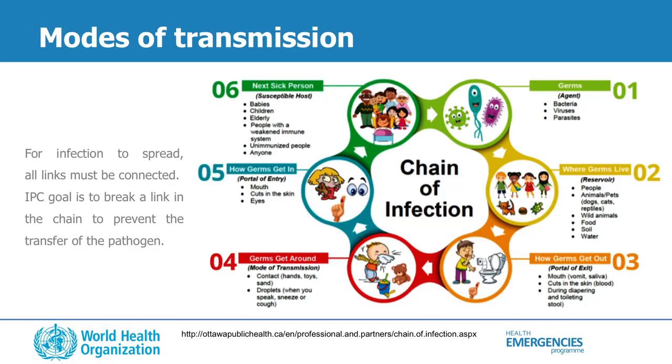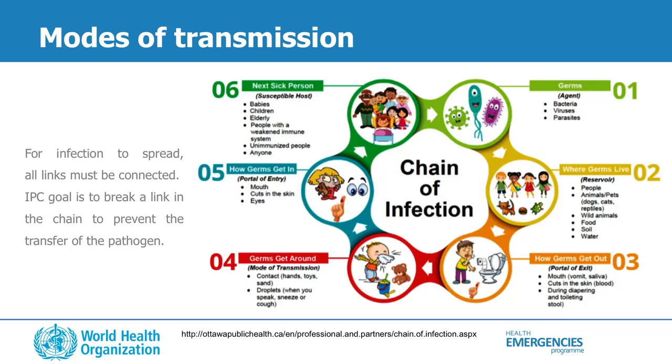The traditional epidemiological model holds that infectious disease results from the interaction of agent, host, and environment. More specifically, transmission occurs when the agent leaves its reservoir or host through a portal of exit, is conveyed by some mode of transmission, and enters through an appropriate portal of entry to infect a susceptible host. This sequence is called the chain of infection. For infection to spread, all these links must be connected.